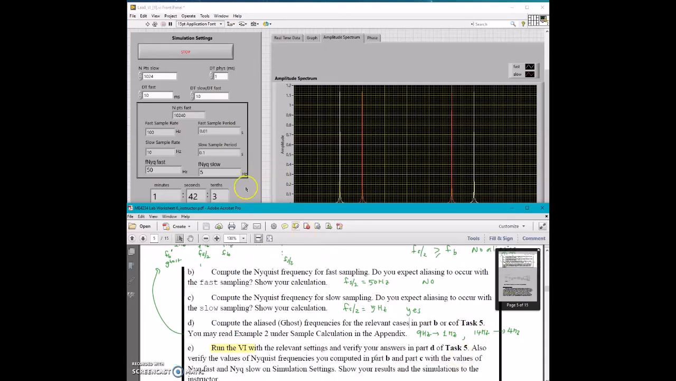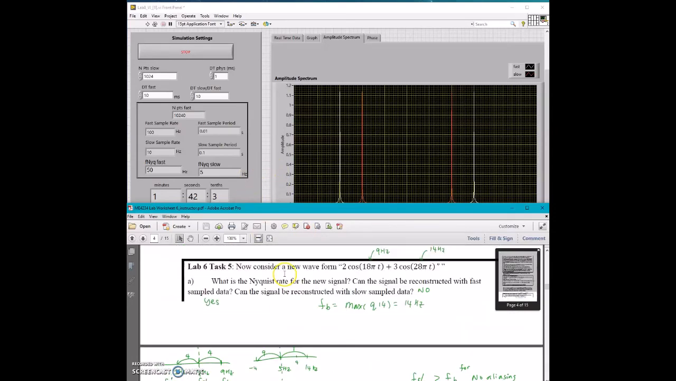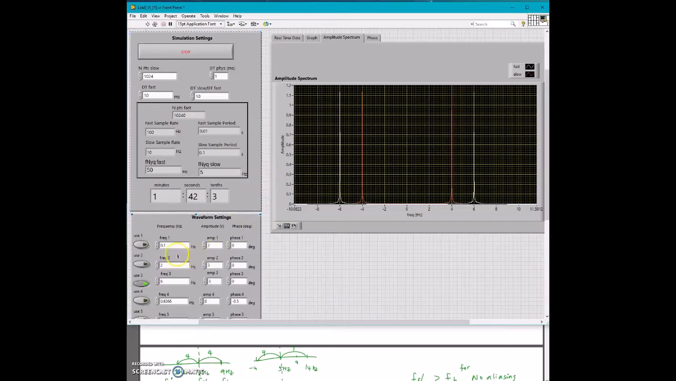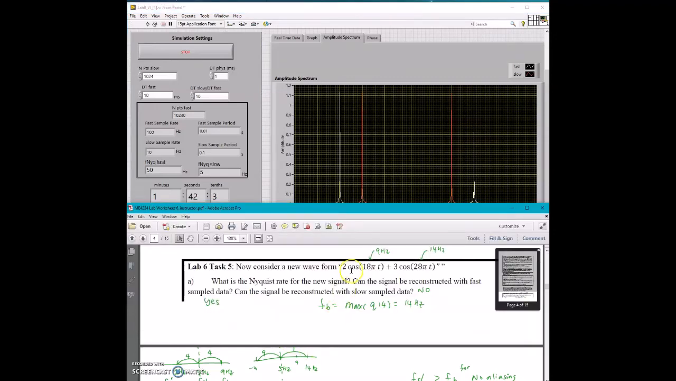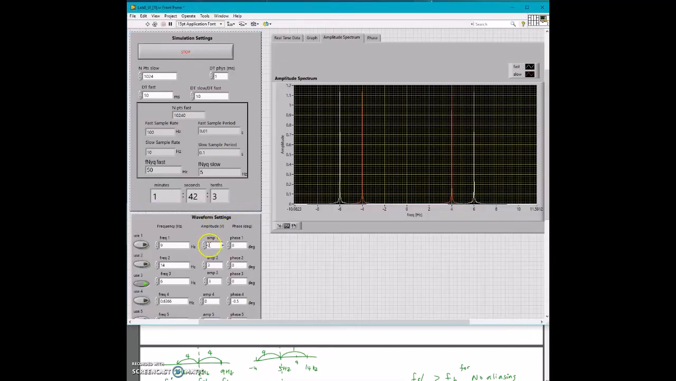So now we're going to run the VI. I'm going to put in those signals, which I already forgot. What was it? It was 9 Hertz. I think I remember, 9 and 14. What are the amplitudes? It's 2 and 3. Okay, amplitudes are 2 and 3. And let's turn off the last one from some previous tests.